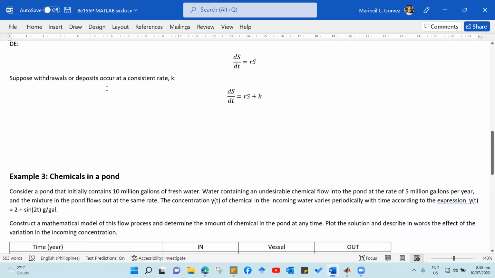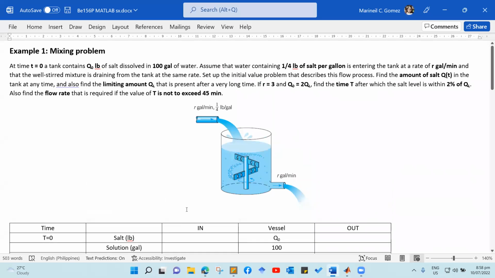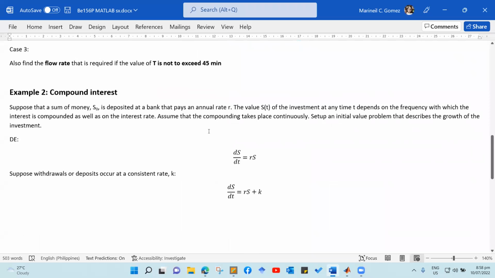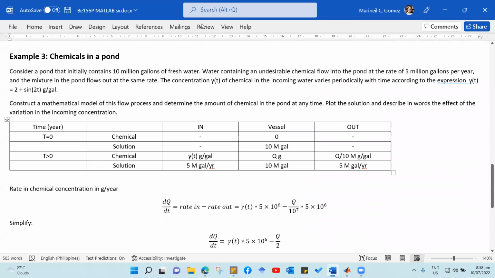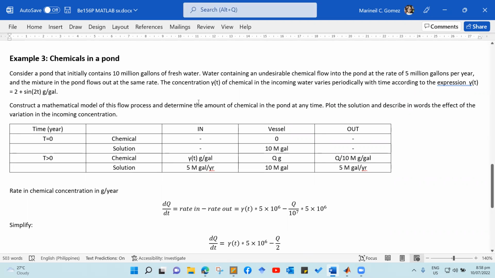So it's similar to the first problem where you have inflow and outflow, but a steady state system. Well, steady state for the volume of water but not necessarily for the chemical. Water containing undesirable chemicals, so the concentration of the chemical is variable. It is defined by a function gamma t. It varies periodically with time according to this expression. Gamma t is equal to 2 plus sine 2t grams per gallon. So what's the mathematical model for this process, and determine the amount of chemical in the pond at any time?